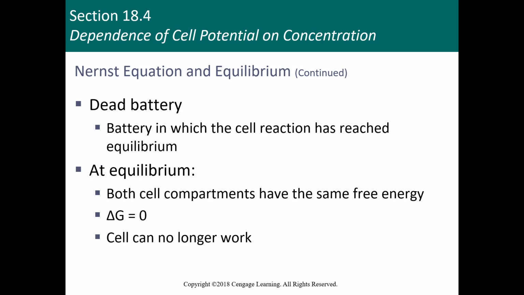Okay, so a dead battery. This is going to be a battery in which the cell reaction has reached equilibrium. So your battery dies and becomes less and less effective the closer you get to equilibrium, right? And when you reach equilibrium, your battery will be completely dead. You can't get any flow of electrons anymore.